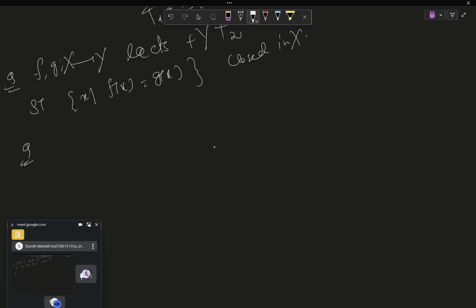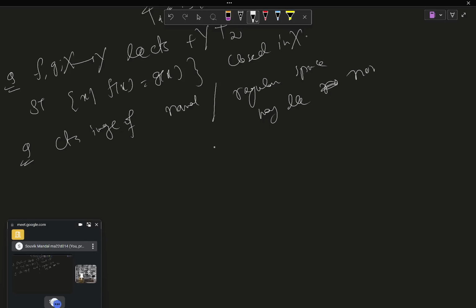Also, one more thing is that this is one disadvantage of regularity and normality: a continuous image of a normal or regular space may not be normal or regular. This is one disadvantage, but anyway, we are not going to bother about this. We have seen some examples.